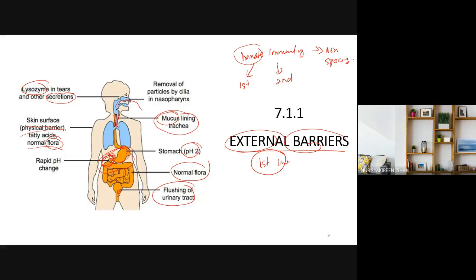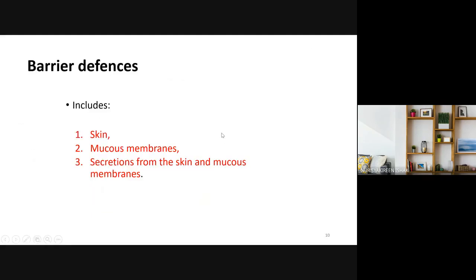So lining the nasal cavity, okay, up to the trachea, up to the bronchi semua tu dia akan ada cilia. Kan? So cilia will prevent the pathogen from entering into your lungs. Okay, so the lining is also capable of producing mucus to trap the pathogen. Okay, so barrier defense includes skin, mucous membrane, and secretion from the skin, and also mucous membrane secretion.